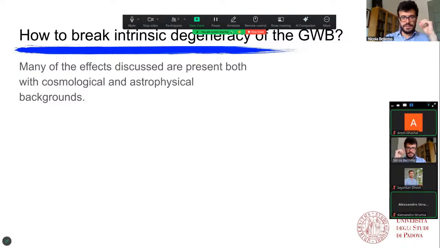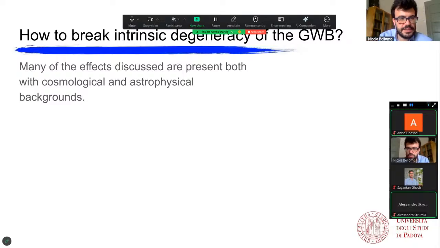So that's great. I showed you many science cases, but they have one thing in common. They are all insensitive to whether these gravitational waves are produced by astrophysical or cosmological sources. So now we would like to ask ourselves, can we break this intrinsic degeneracy? Because otherwise everything is fair game.